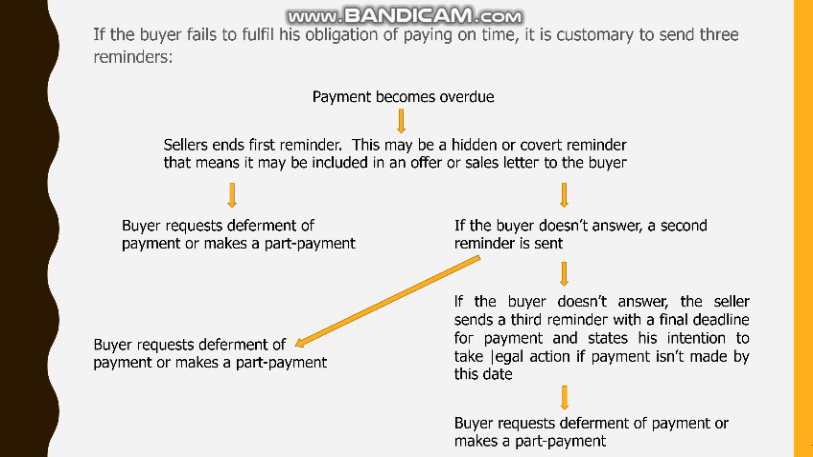If the buyer doesn't answer, the second reminder is sent. And then the buyer requests deferment of payment and makes a part payment, and then go to the next step. If the buyer doesn't answer, the seller sends a third reminder with a final deadline for payment and states his intention to take legal action if payment isn't made by this date. And then the last step: the buyer requests deferment of payment and makes a part payment.